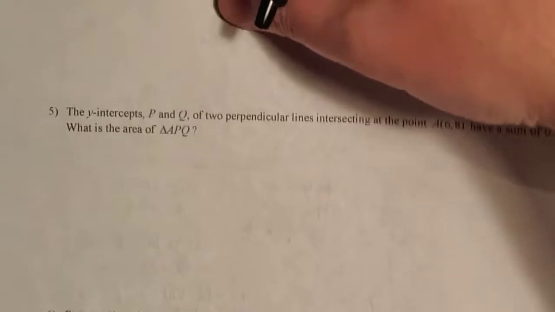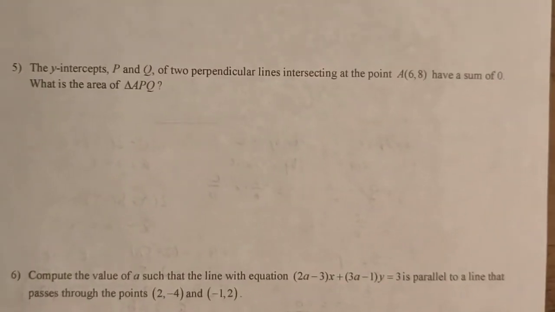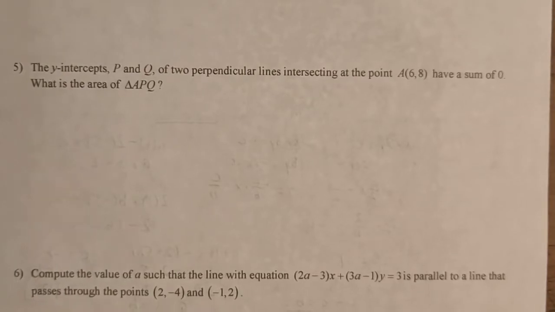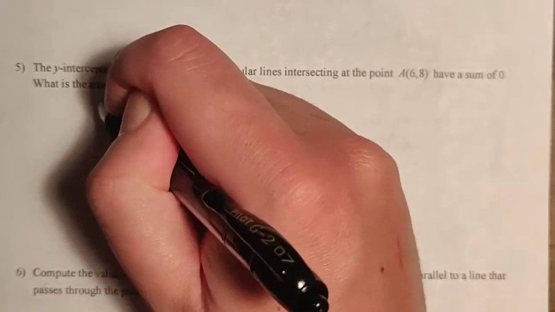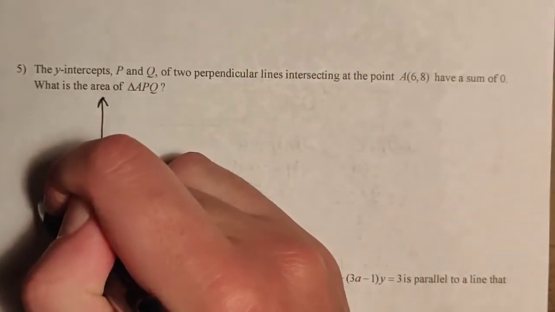Okay, now let's go to problem 5. So the y-intercepts P and Q of two perpendicular lines intersecting at the point A, 6, A have a sum of 0. What is the area of APQ? So as always, let's draw a nice picture of this here. So here's my picture. There's a lot of different ways that you can do this problem here.